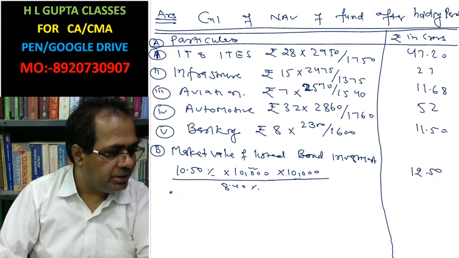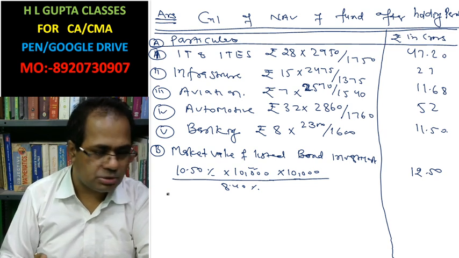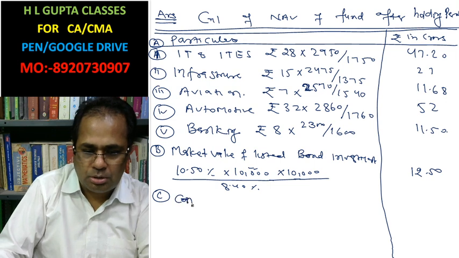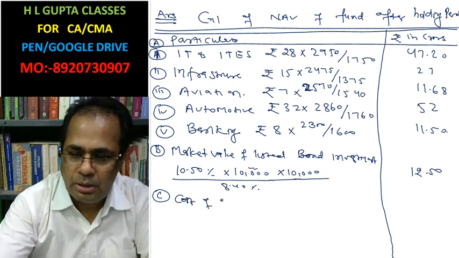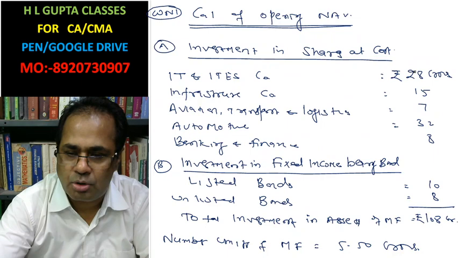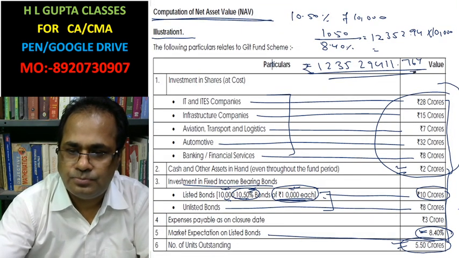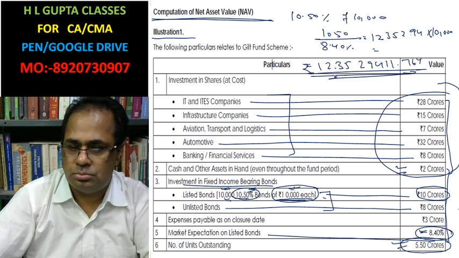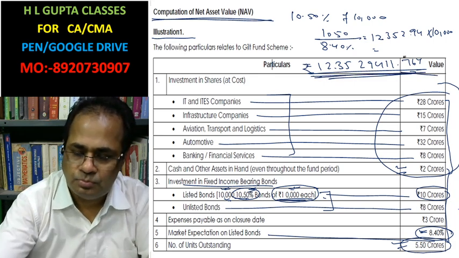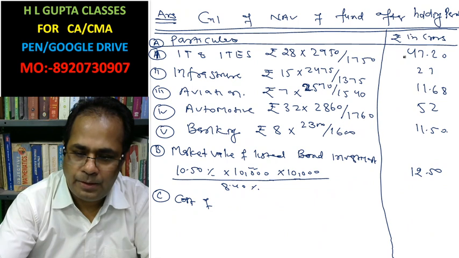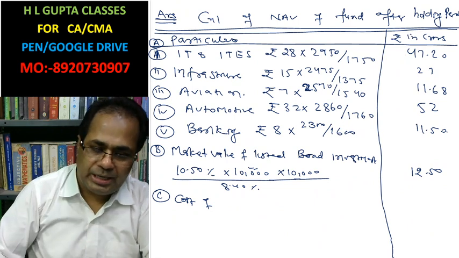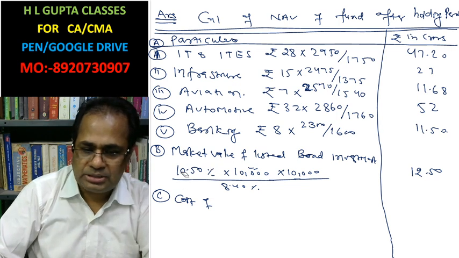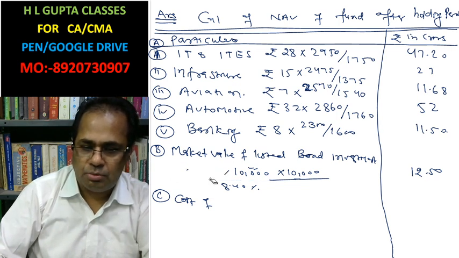Now, cost of investment in listed bonds. The cost value of 12.50 crore is calculated here. You can calculate it in a simple way. In a simple way also you can calculate it.